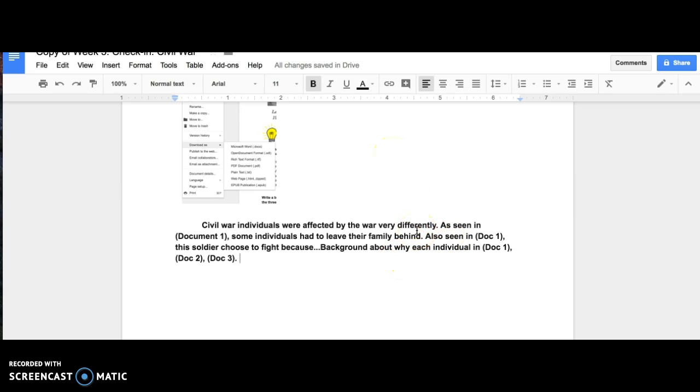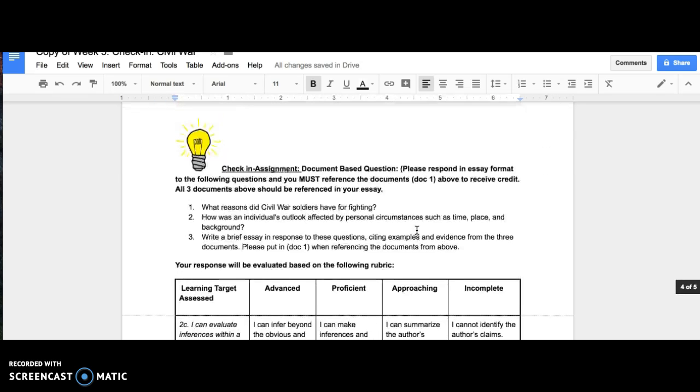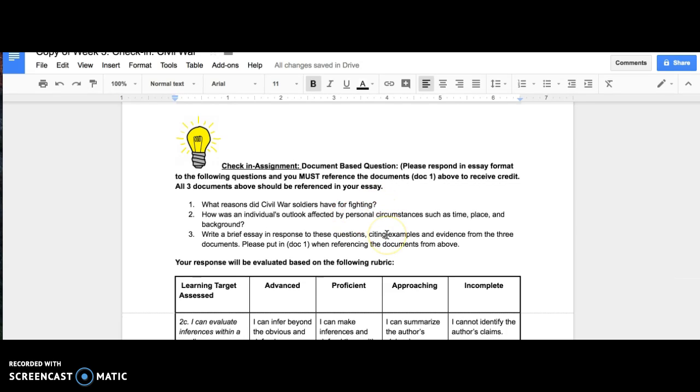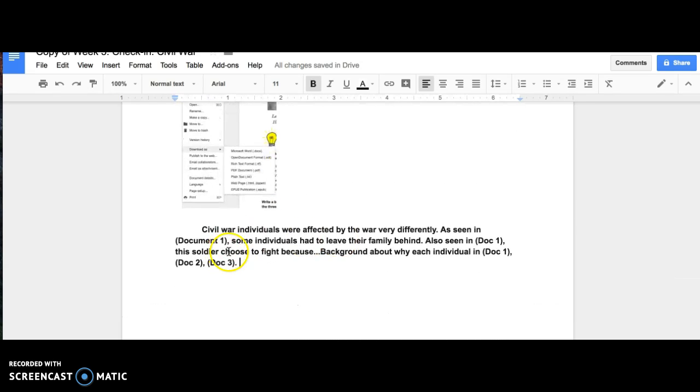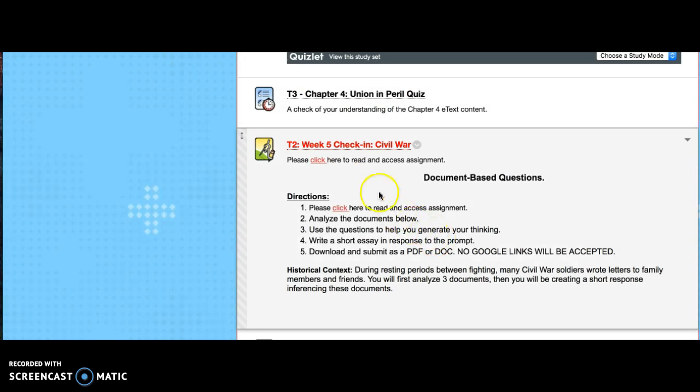Sometimes I get people who only answer the questions under the document, or they respond to each of the questions underneath and forget to write the essay, or they forget to cite which document they're referencing. So make sure you're citing the document within your essay and then submitting your assignment here where it says check in week 5. So you have your quiz and your check-in assignment for this week.